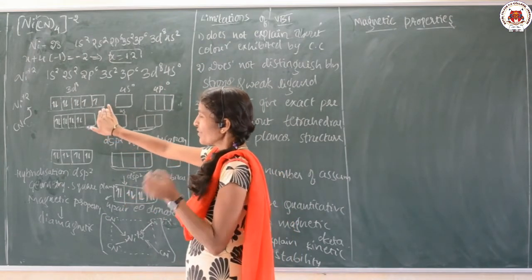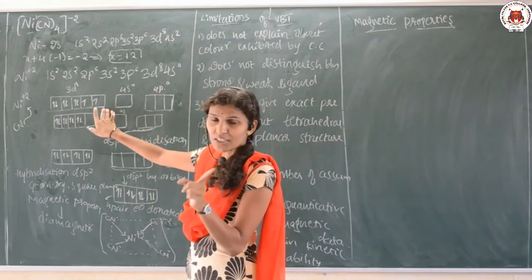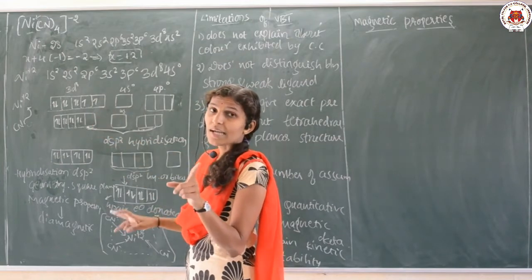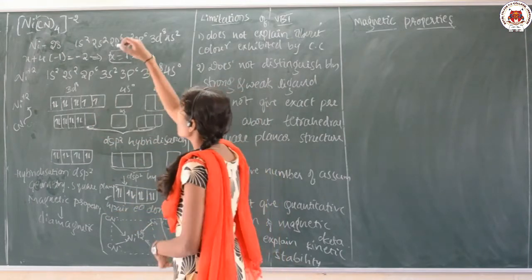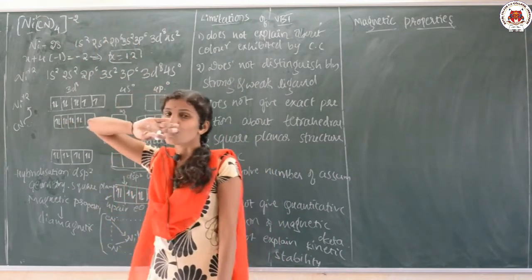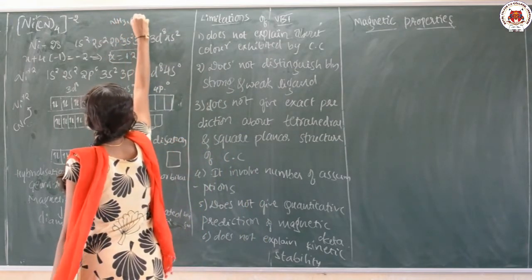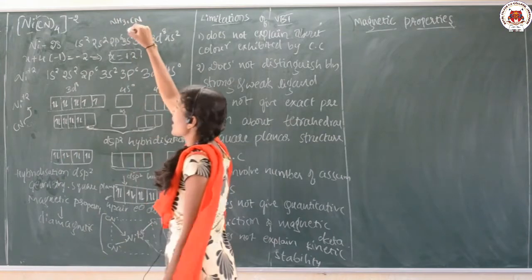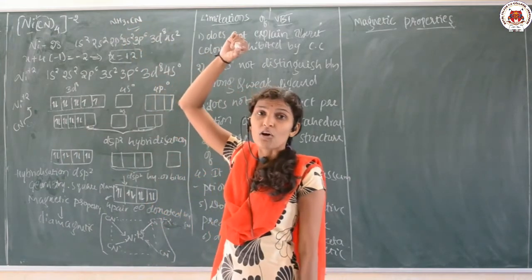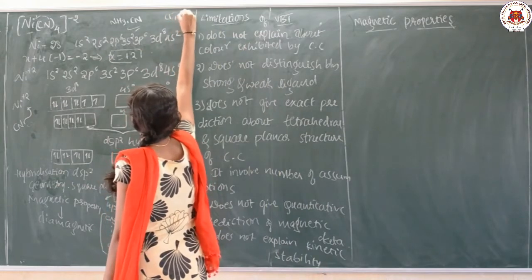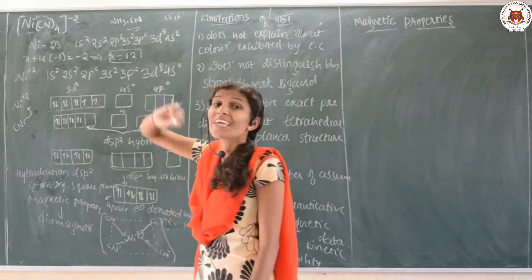Now, just look at the ligand, whether the ligand is strong or weak. For your syllabus, I have solved the 4 complexes. In those 4 complexes, NH3 and CN are the strong ligands, okay, while Cl minus and F minus are the weak ligands.